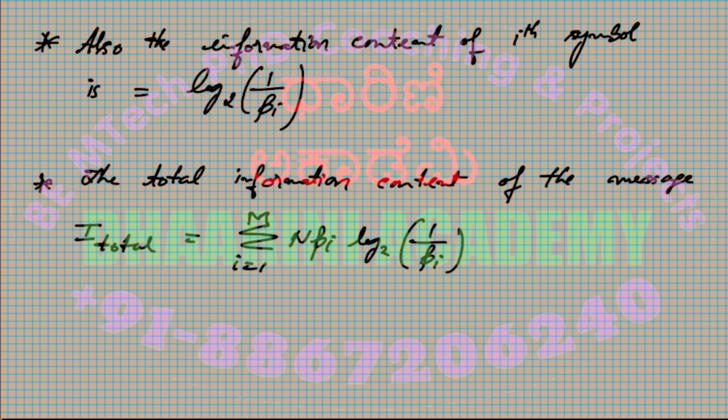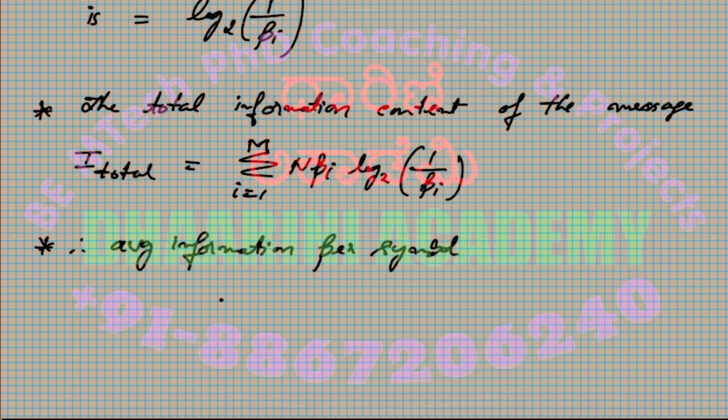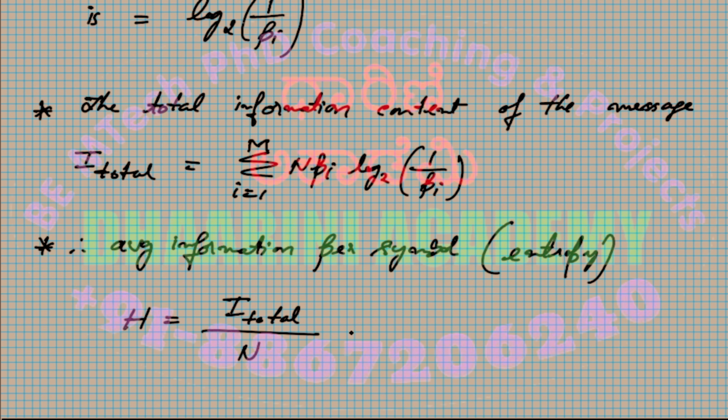Now you see, I want to calculate the average. Average is what? The total divided by the number of symbols. Therefore, average information, it's per symbol, right? So average information per symbol, we denote that, it's actually the entropy. I'll write the word entropy, or average information per symbol, denoted as capital H, is a notation. This is nothing but the I total which you have calculated divided by the number, right?